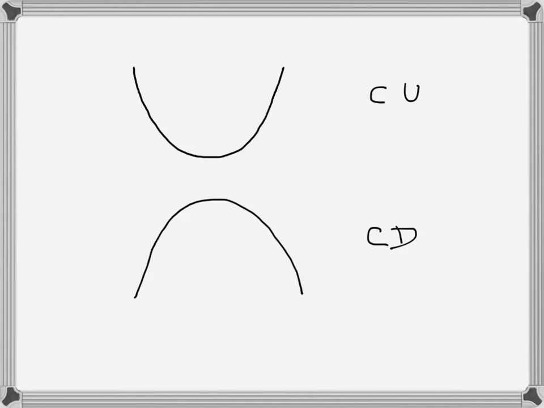I would like to talk about concavity in the context of curve sketching. There can be two types of concavity of a curve: concave up and concave down. This pattern is concave up, we can say CU, and this one is concave down, we can say CD. Now these concave up and down curves can be divided into two parts.